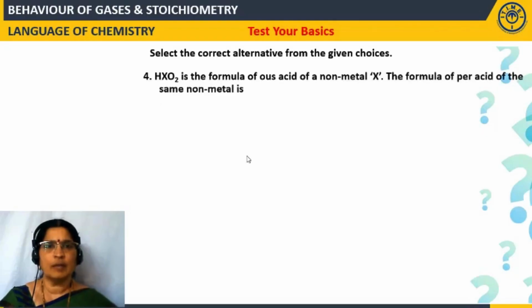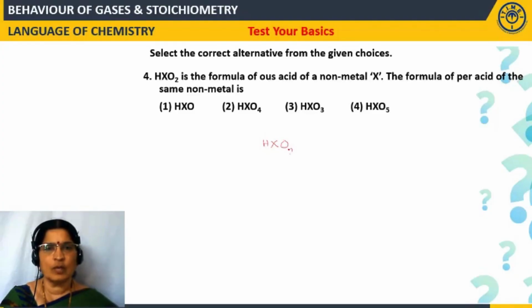Now, these are multiple choice type questions. So let us see. HXO2 is the formula of the ous acid of a nonmetal X. The formula of the peracid of the same nonmetal is, just recollect, a nonmetal can form ous acid and ic acid. Ous acid is the one which has a lesser number of oxygen atoms. So here HXO2 is the formula of the ous acid. Fine. So what should be the formula of the ic acid? It could be HXO3. Ic acid.